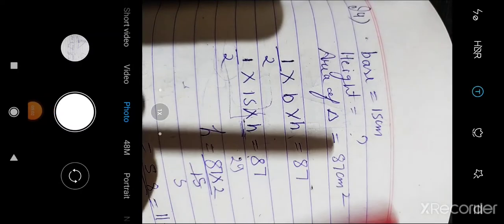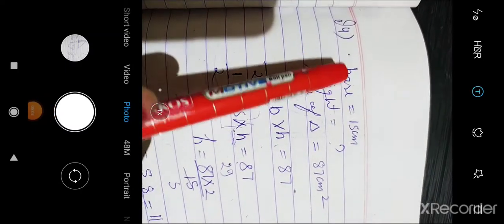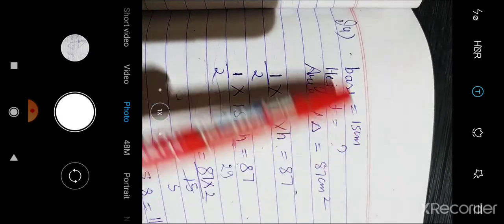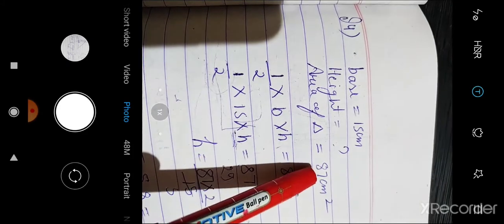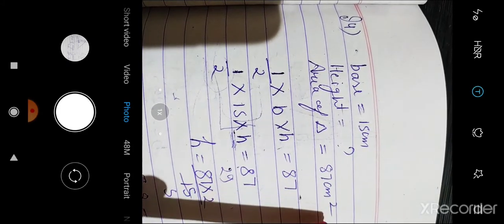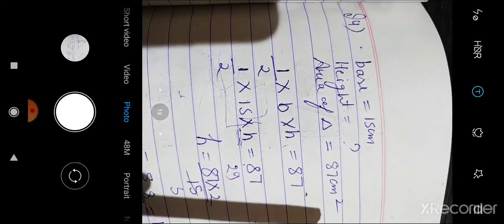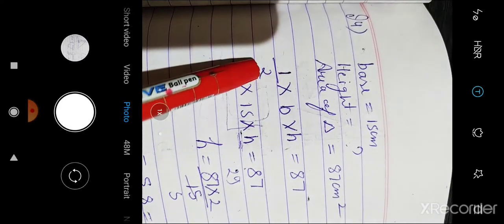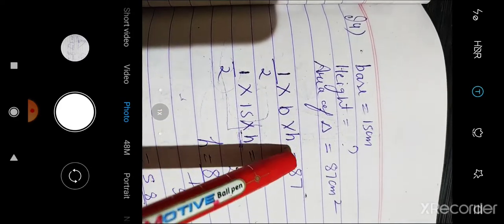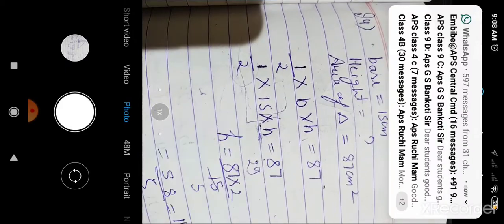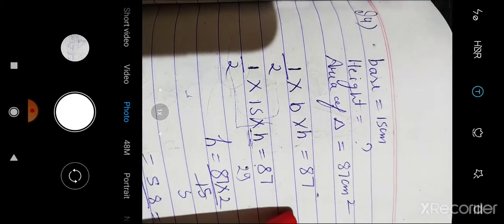First we write all the information from the question. It is given in the question that base is equal to 15 centimeter, height is equal to question mark, and area of triangle is equal to 87 centimeter square. As we all know, area of triangle is equal to half multiplied by base multiplied by height, and value of area of triangle is 87 centimeter square.